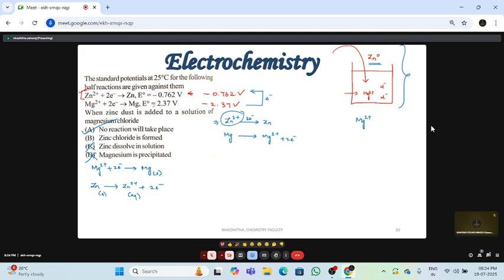Option B is zinc chloride is formed. That is also impossible. How will zinc chloride form? Zinc has to get converted into Zn2 plus, after which Zn2 plus has to combine with two chloride ions to get converted into zinc chloride. This process itself is not happening. So zinc chloride will also not form. So the second option is also ruled out. So the answer is the first option. No reaction will take place.